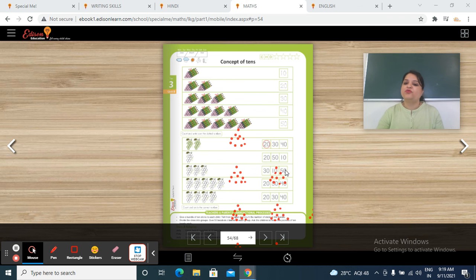और आप अपनी notebook में भी इस तरह से parents कुछ draw कर सकते हो, उसके बाद बच्चे को count करने दो और बच्चा वहाँ पे write down करेगा, okay? So now today's math session is over.